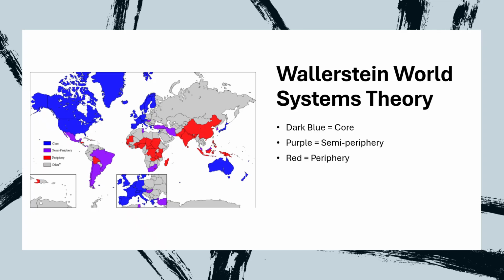Now, in this picture, you see China and India as semi-periphery. Small portions of both of those countries are very developed and are definitely in the semi-periphery heading toward core. But the majority of their countries are still very poor and agricultural oriented.